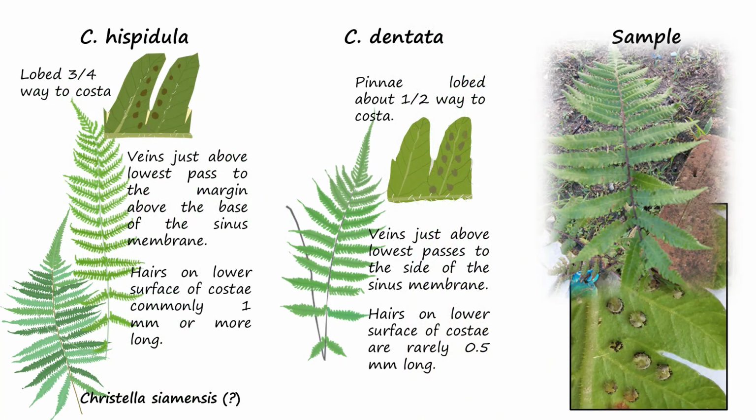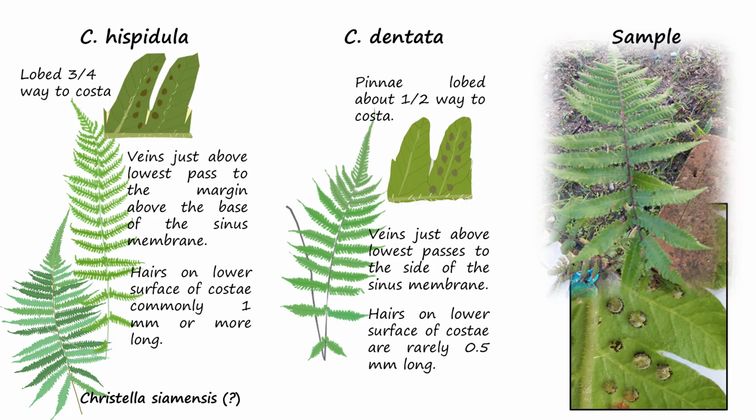Species similar to each other and the sample are Christella hispidula and Christella dentata. Christella siamensis, though mentioned as a species in Malaysia, is very similar to Christella hispidula and is an unresolved name and thus will not be compared to in this video.